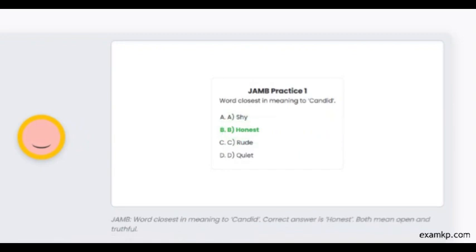Select the word closest in meaning to candid. A. Deceptive. B. Honest. C. Reserved. D. Shy. Candid means open and truthful. The answer is B. Honest.